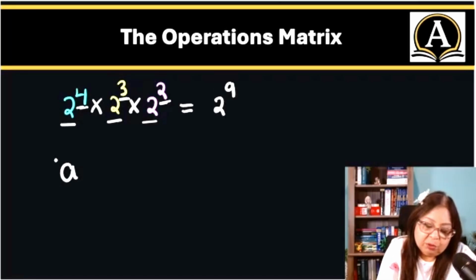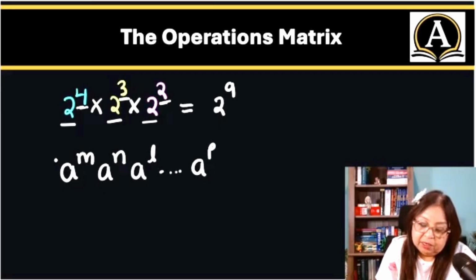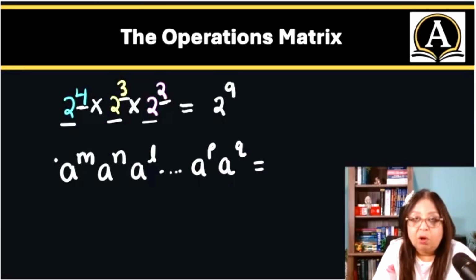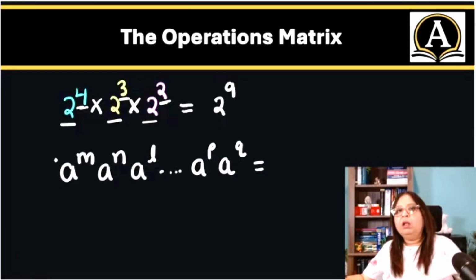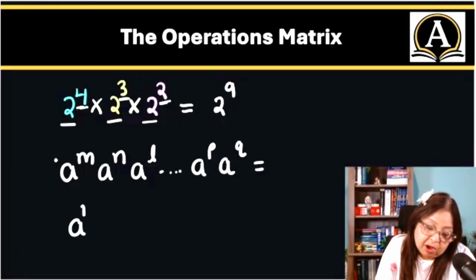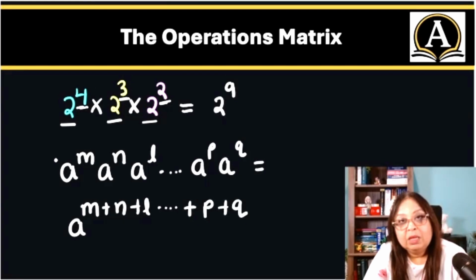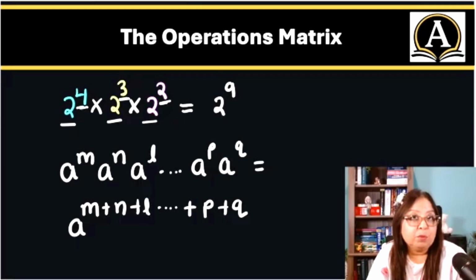So if you have a to the power m times a to the power n times a to the power l times a to the power whatever times a to the power p, a to the power q, and so on. When you multiply out all these a's at the end, what you're going to get is this. A to the power m plus n plus l. Keep on going, keep on adding these exponents till you get to p plus q. That's all there is to the rule. And I hope that you understand how this rule comes about.